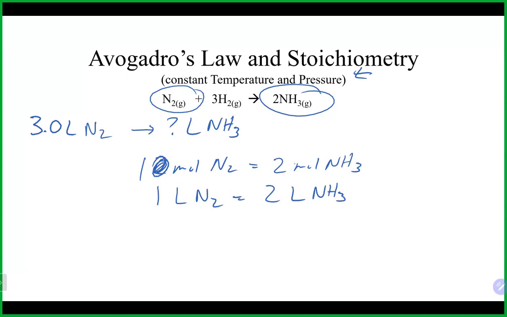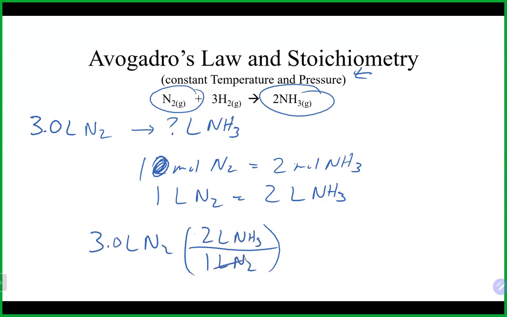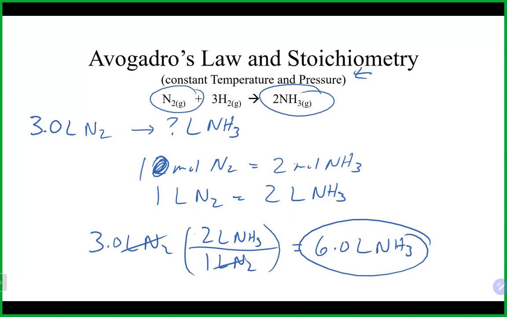What that will allow you to do is, frankly, avoid having to use a gas law or anything like that to solve this problem. You could just do a stoichiometry problem involving volumes. So I would do my 3 liters of N2. I would use my relationship of 1 liter of N2 is 2 liters of NH3. The liters will cancel, and that will give me 6 liters of NH3 would be produced in this case.